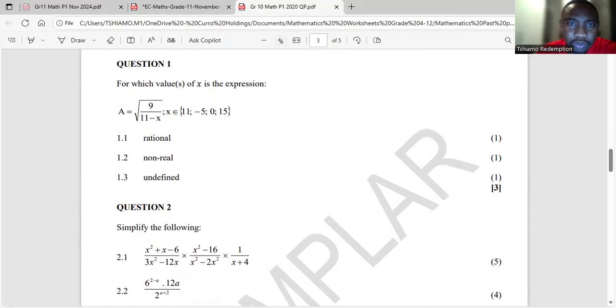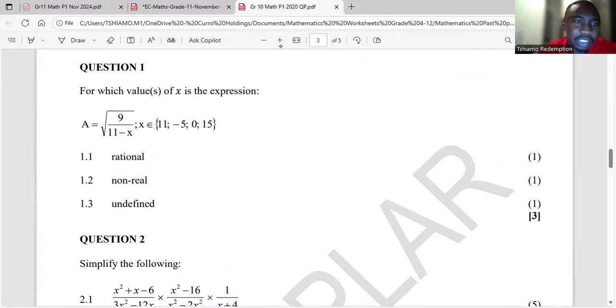Okay, question one is always solve for x and all of that. So let's look at it. It says for which values of x is the expression, we're given the expression square root of 9 over 11 minus x, and we're given x is an element of {11, -5, 0, 5, 15}. So we need to determine which values will be rational, non-real, and undefined.